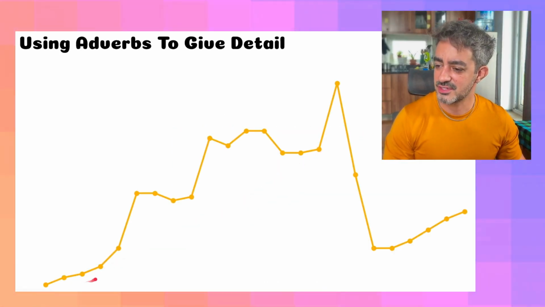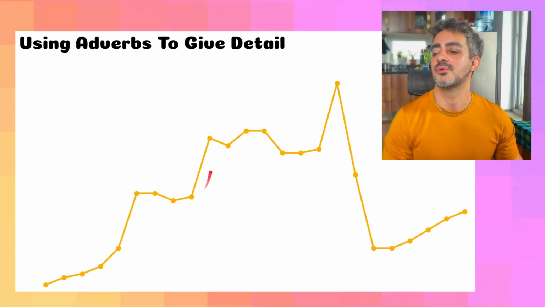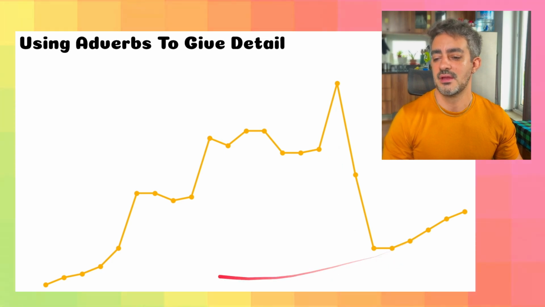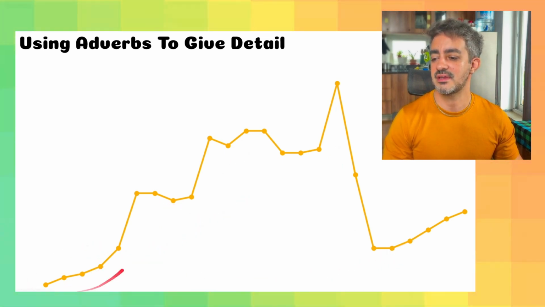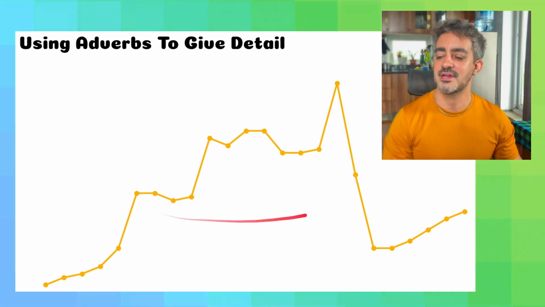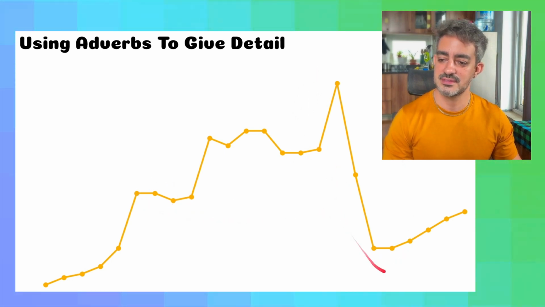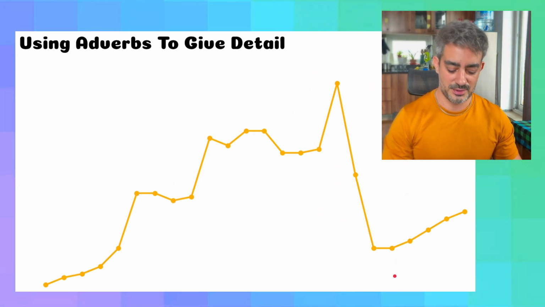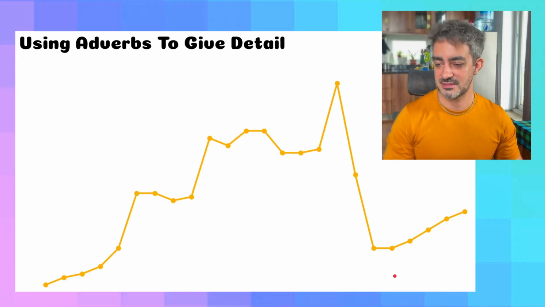So let's look back at this chart again. This is what we'll be dealing with and what we'll be writing about eventually. We see that the changes are not the same. This increase is different from this increase. And this decrease is very different from this decrease. We have some very different kinds of changes.